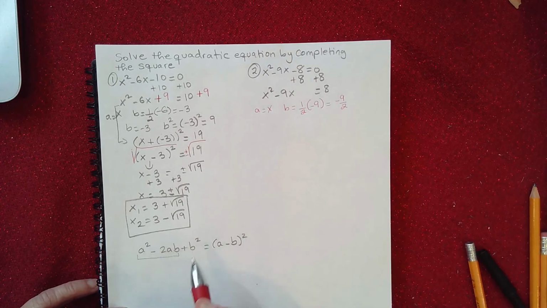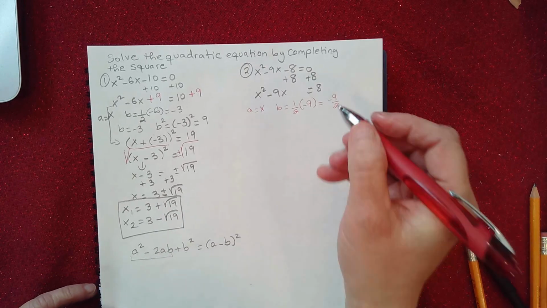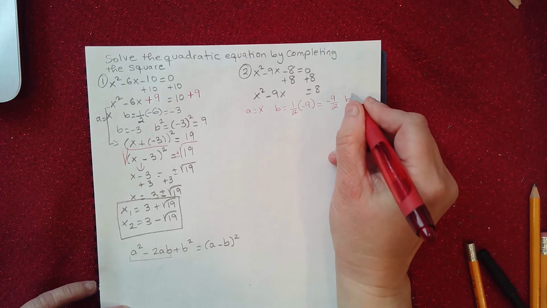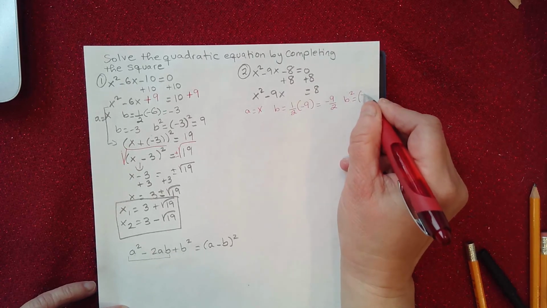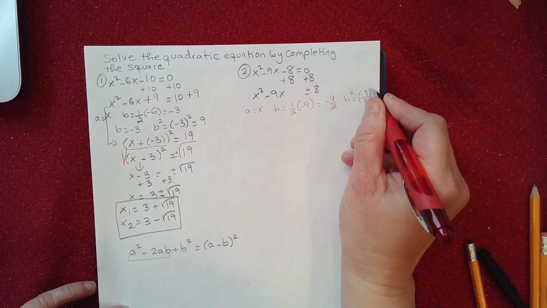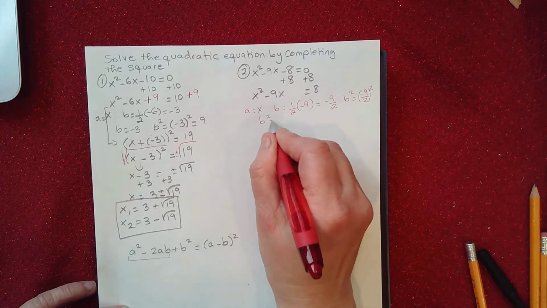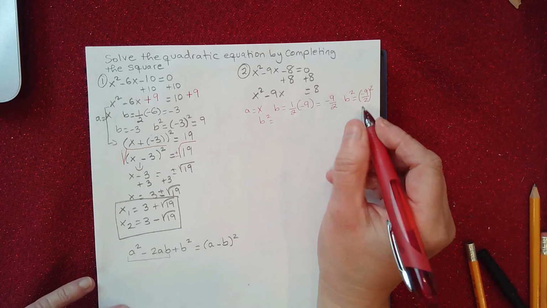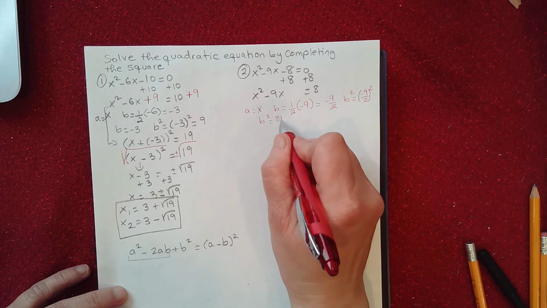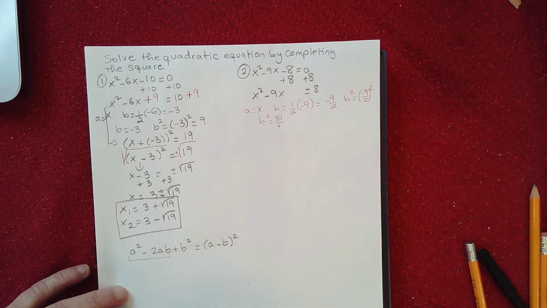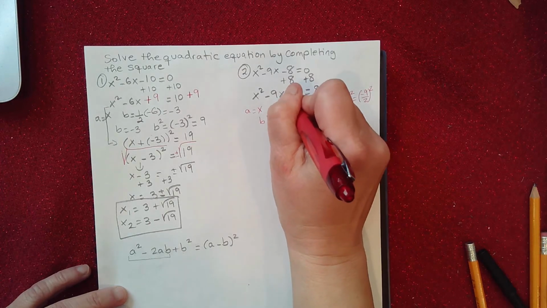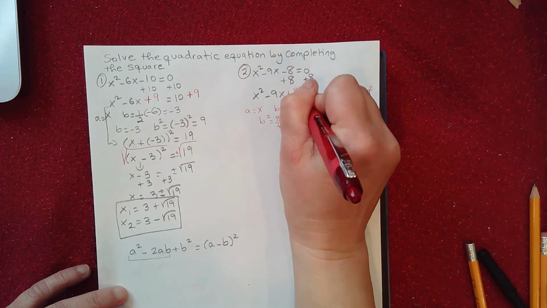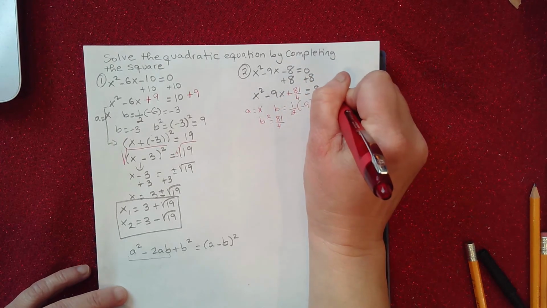Now again, we are adding b squared on both sides of the equation. So b squared is (-9 over 2) squared, that's 81 over 4. So I'm adding b squared on both sides of the equation, so 81 over 4 and 81 over 4.